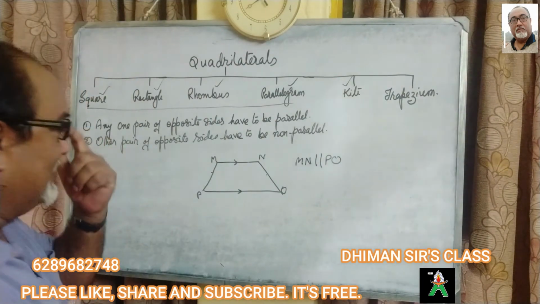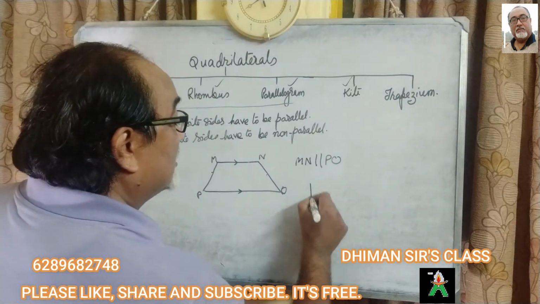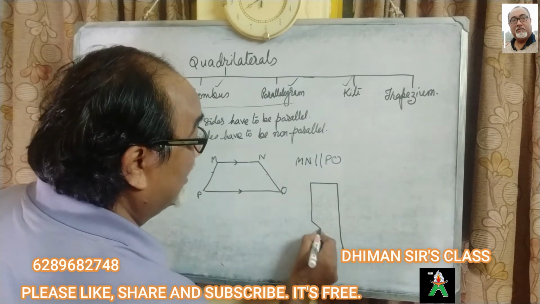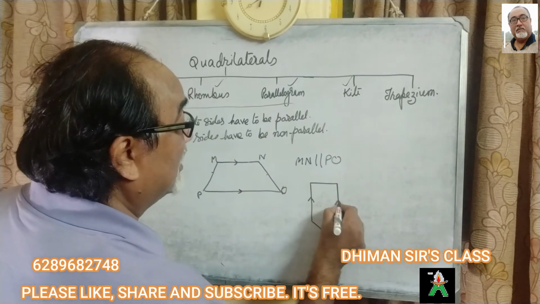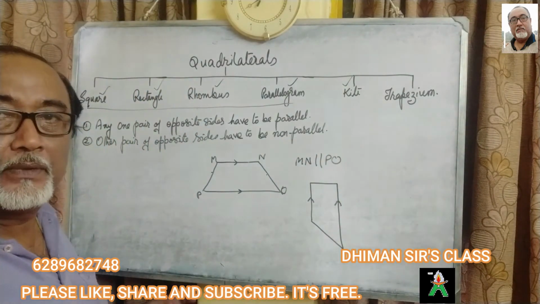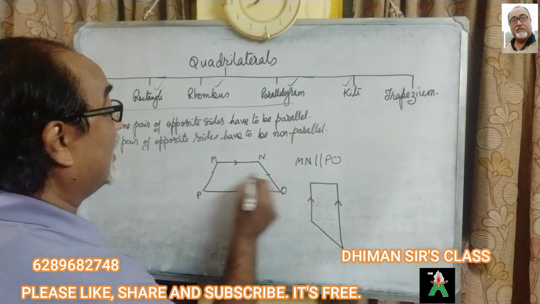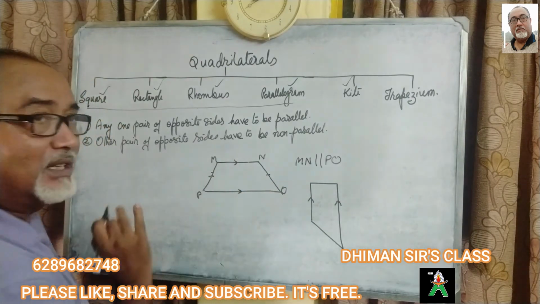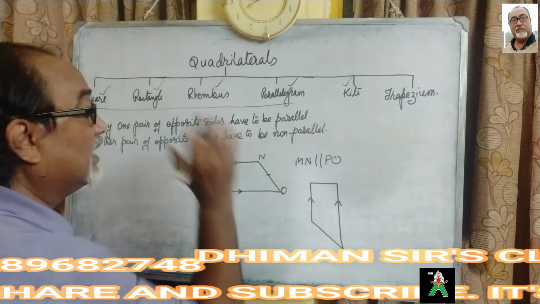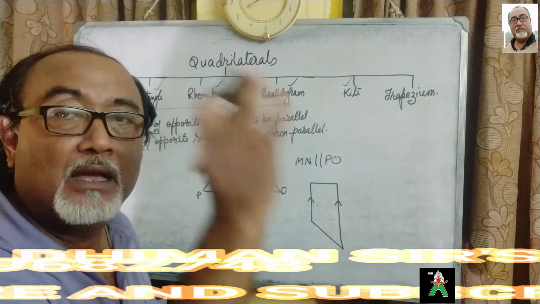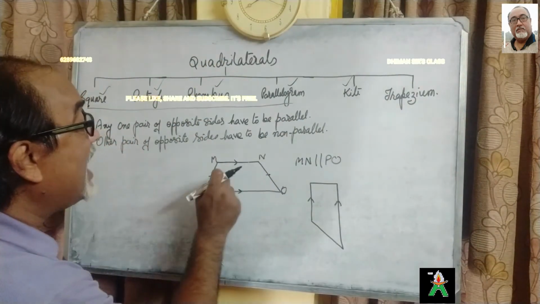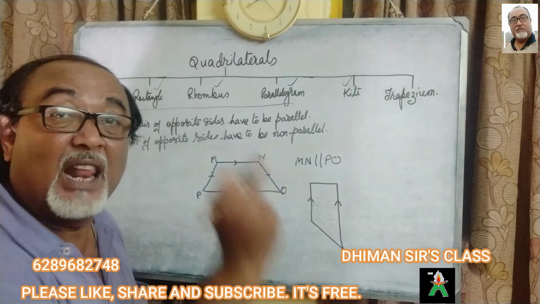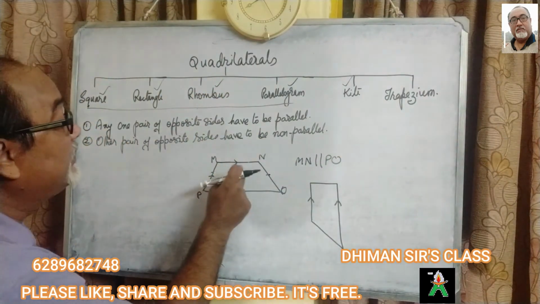It could also be like this. Suppose if it is like this, see, this is parallel to this, so this is a trapezium. It can also be equal to this. This side may be equal to this side, but can never be parallel. These may be equal, but this will never be parallel if these two are parallel.